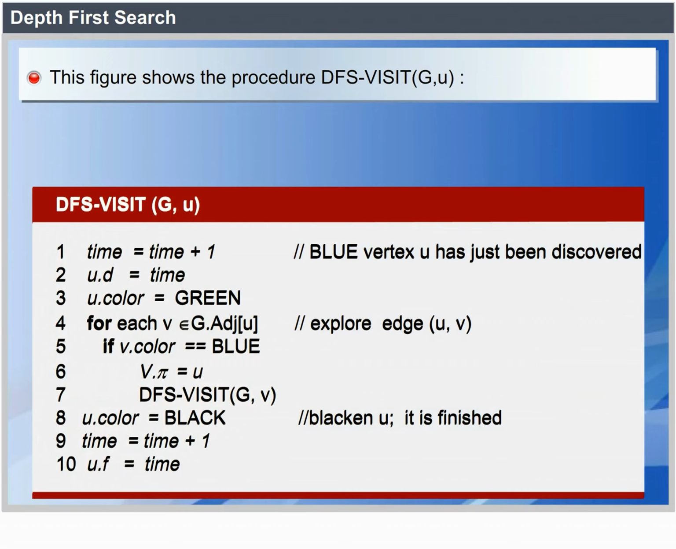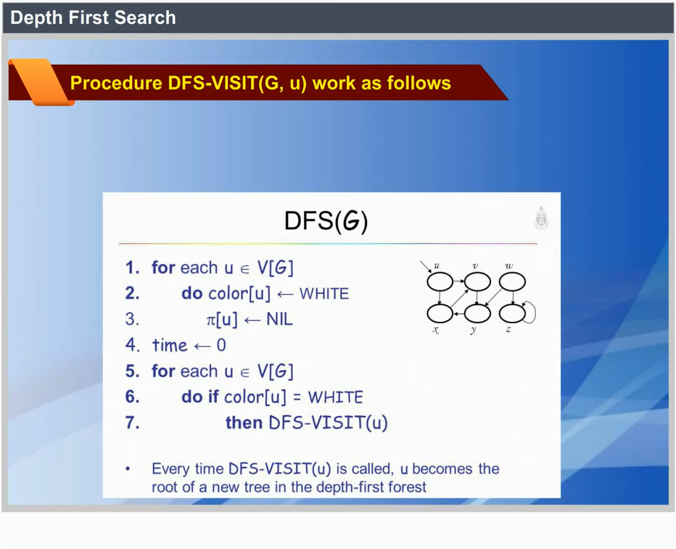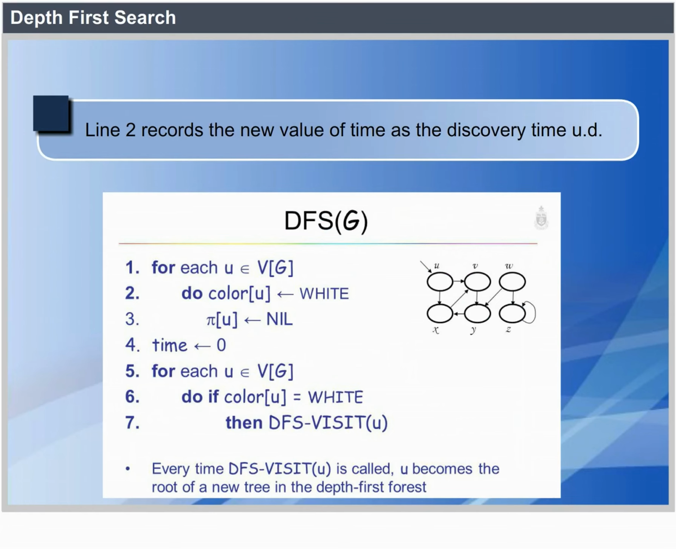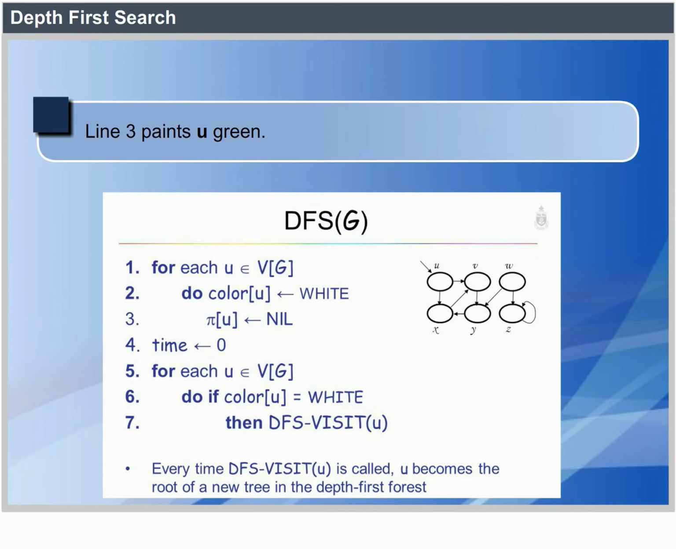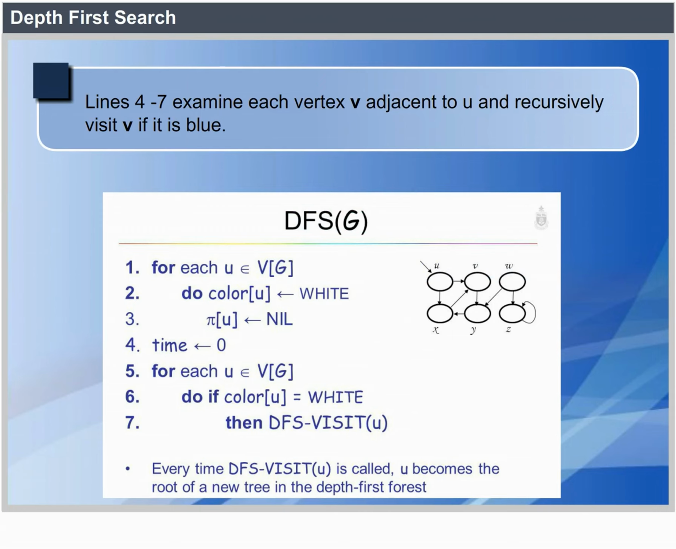The procedure DFS-VISIT(G, u) works as follows. Line 1 increments the global variable time. Line 2 records the new value of time as the discovery time u.d. Line 3 paints u green. Lines 4 to 7 examine each vertex v adjacent to u and recursively visit v if it is blue.